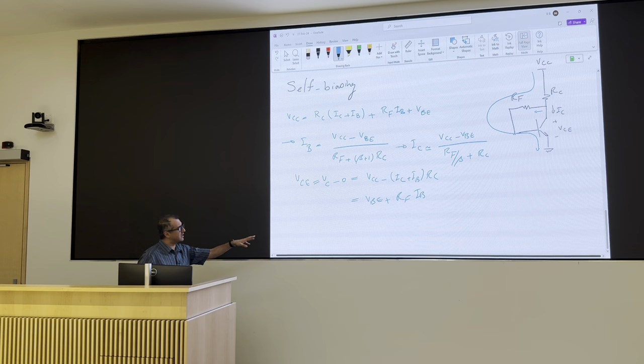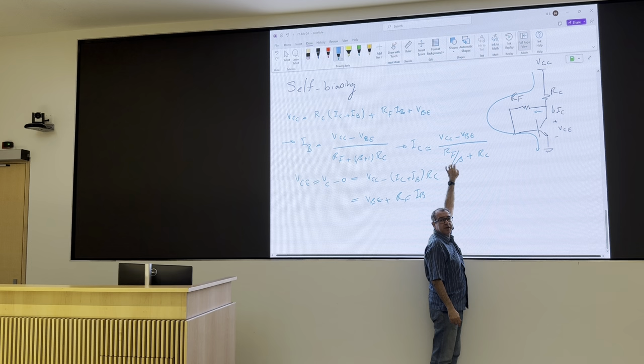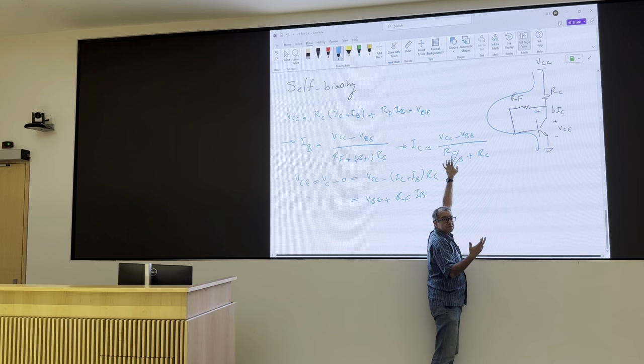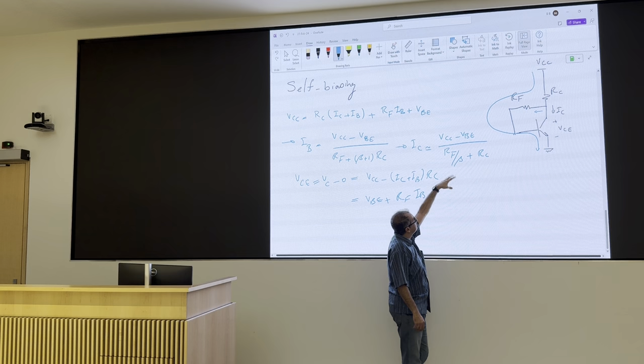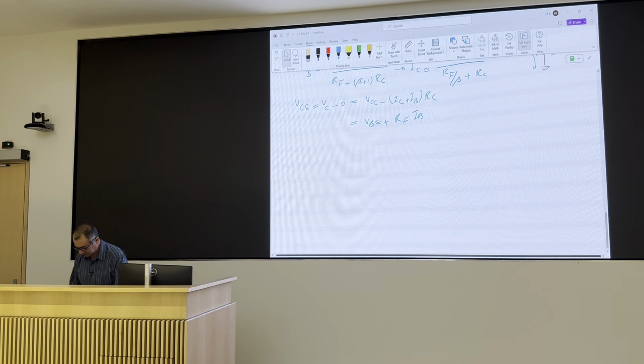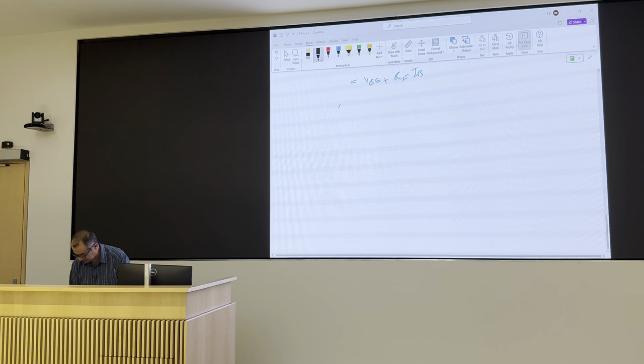First of all, like the H biasing, we have reduced sensitivity to beta, right? Because I can choose RC to be comparable to RF over beta or much bigger. So variations in beta don't matter that much, and variations in VE don't matter. That's what the formula says. But let's see if we can figure out how the magic happens here.